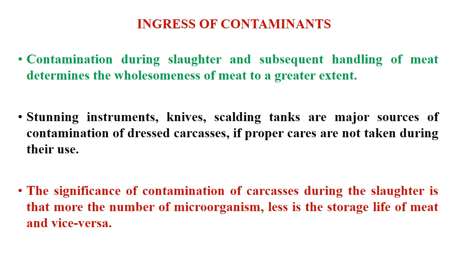Now we will discuss another aspect, that is the contaminants, which determine to a great extent the wholesomeness or microbial quality of meat. Contamination during slaughter and subsequent handling of meat determines the wholesomeness of meat to a great extent. There are several practices starting from stunning, then knives, scalding tanks. They are the major sources of contamination to the dressed carcass, even during evisceration and the worker's hand. If proper care is not taken during these processes, the contamination will be more. The significance of contamination of carcasses during slaughter is that the more the number of organisms, the less is the storage life of meat and vice versa. So perfect hygienic practices are most important to have minimum contamination. This aspect we have discussed a lot in the slaughter practices many times. So our motto should be to minimize the microbial contamination.